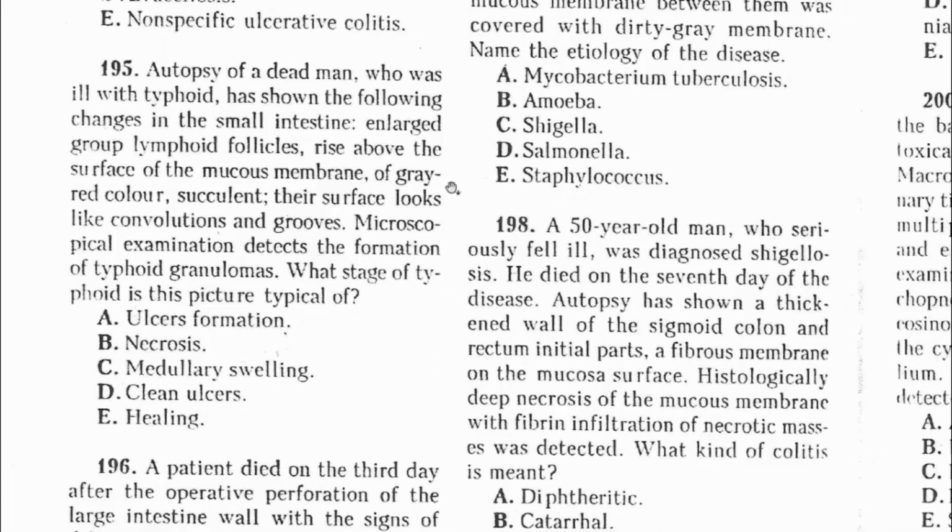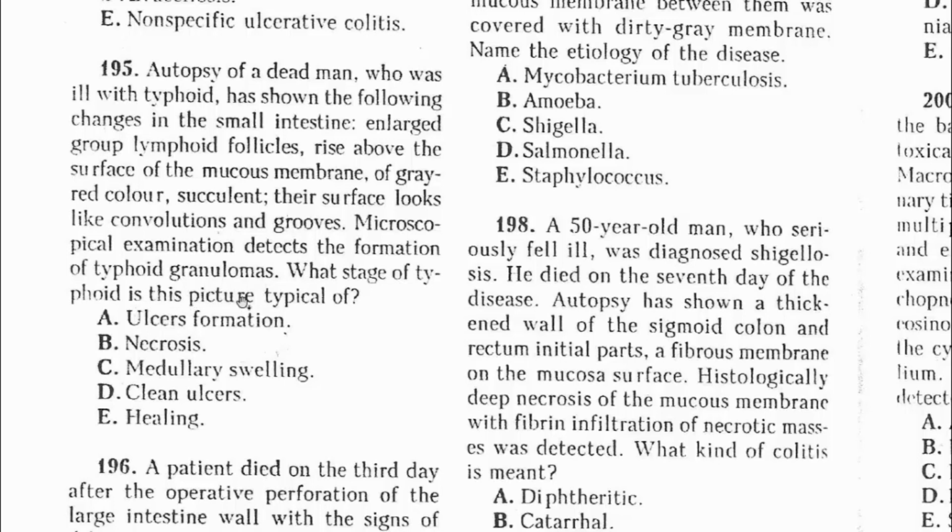Autopsy of a dead man who was ill with typhoid has shown the following changes in the small intestine. We have enlarged group lymphoid follicles rise above the surface of the mucous membrane of gray-red color, succulent. Their surface looks like convolutions and grooves. Microscopical examination detects the formation of typhoid granulomas. What stage of typhoid is this picture typical of?